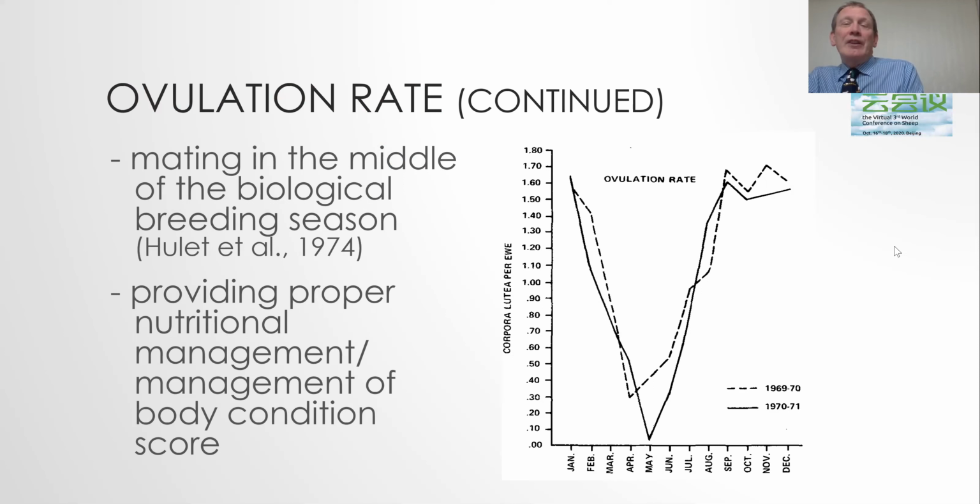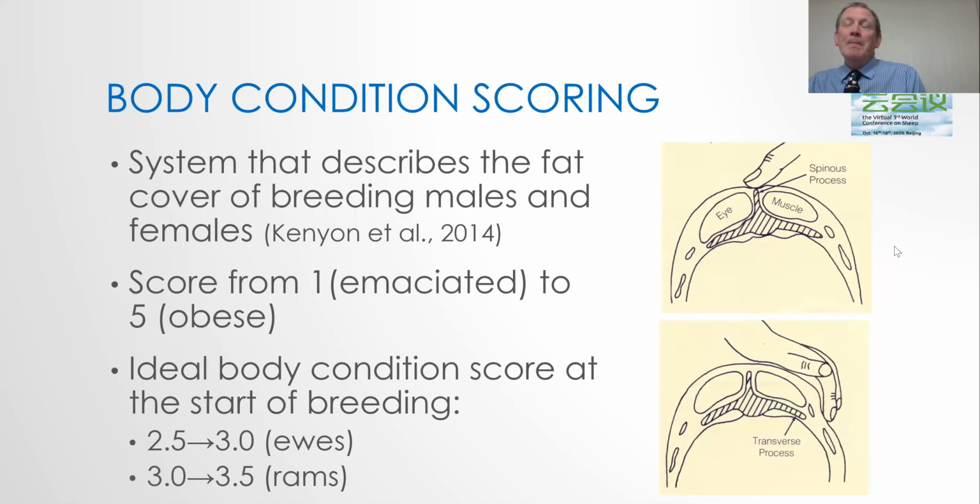We also know there's a very important nutrition-reproduction interaction, and so providing proper nutritional management of these ewes and managing their body condition score is very, very important. And so many of you know about this body condition scoring system. It's been around for quite some time, but it's a system that basically describes the amount of fat cover that we find not only on breeding females, but breeding males as well.